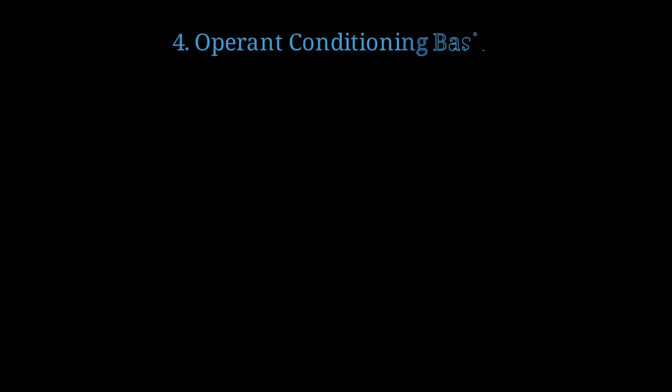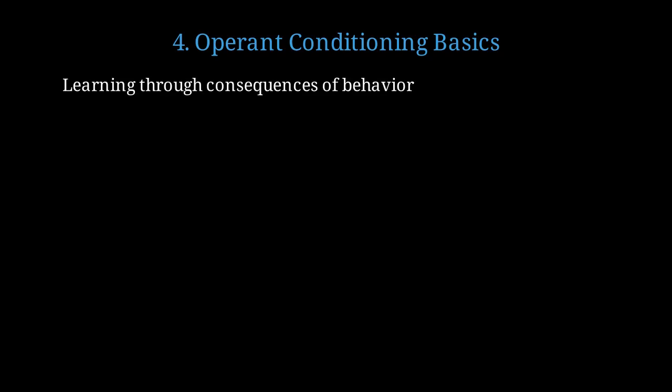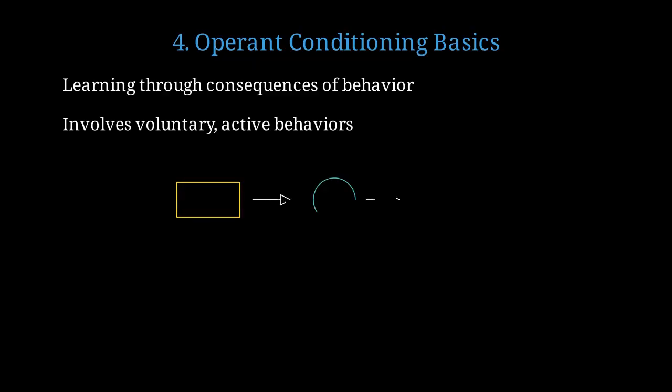Now let's explore operant conditioning, developed by B.F. Skinner. Operant conditioning is learning through the consequences that follow a behavior. Unlike classical conditioning, it involves voluntary and active behaviors that are consciously performed. In operant conditioning, a voluntary behavior leads to a consequence, which then influences future decisions about that behavior.